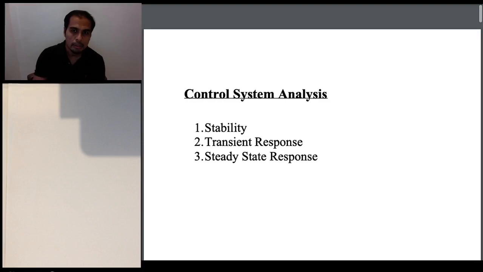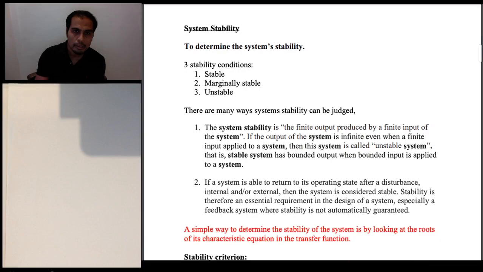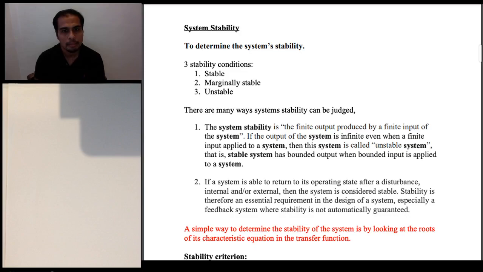So how do we determine whether the system is stable or not? There are three stability conditions here. The first one is the system is stable, marginally stable, and unstable. There are three stability conditions.